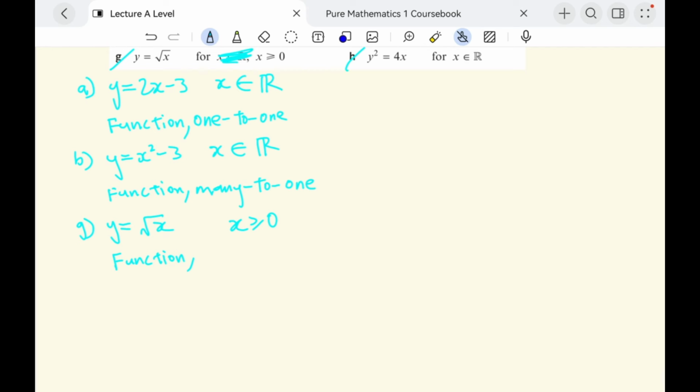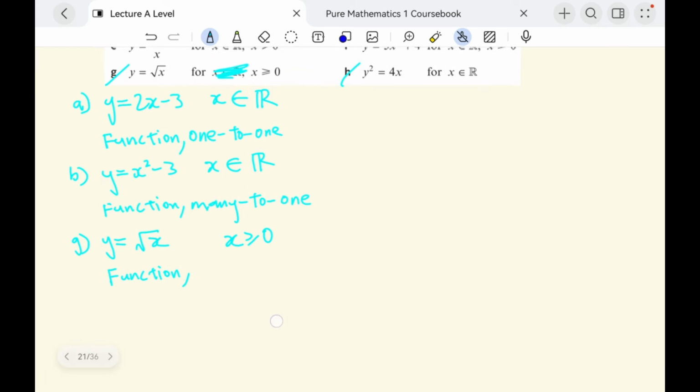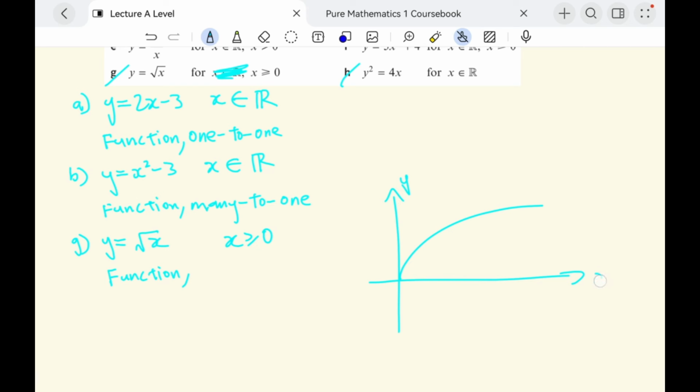Why is it a function? Because you must leave your Y on the left hand side of the equation and equal to an expression in terms of X. The function in terms of X. Alright? And it is a function, but what is the type of the graph? So let's draw a square root graph. So your square root graph should look like this. Okay?